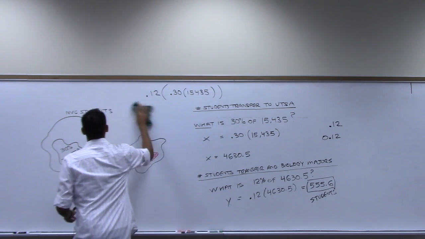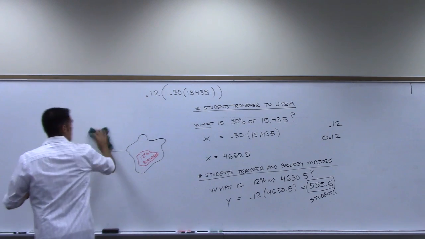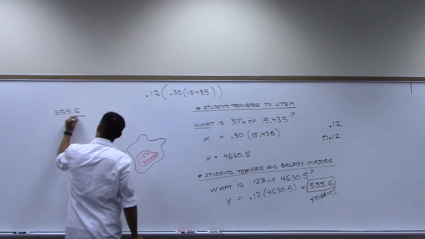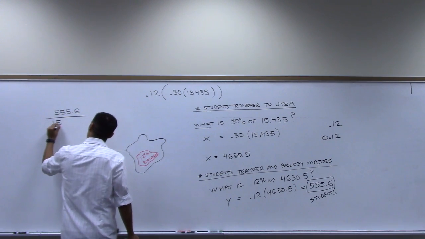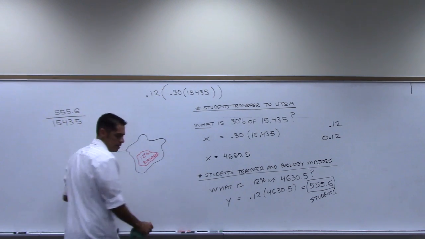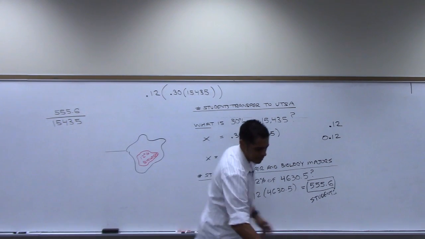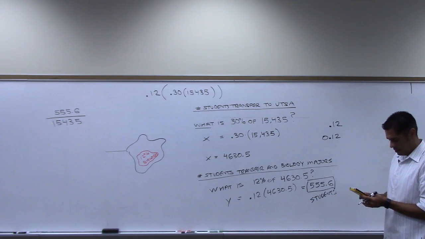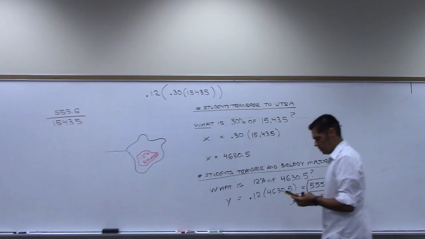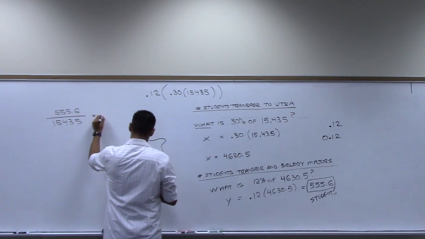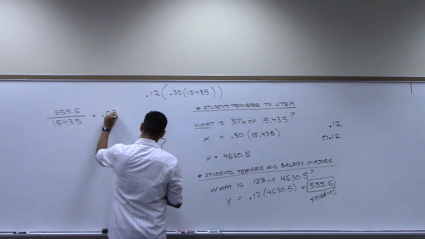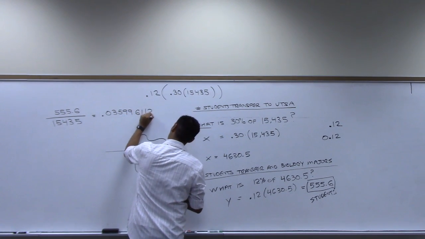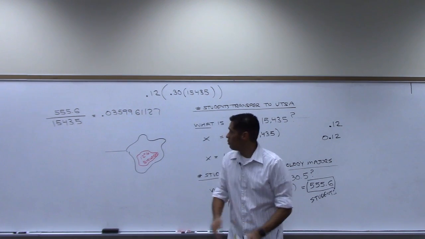So let's take 555.6. I'll keep the decimal and divide it by 15,435. And what do you get? It's going to be a decimal, right? So 555.6 divided by 15,435 is 0.03599611127. I'm just going as far out as my calculator went.